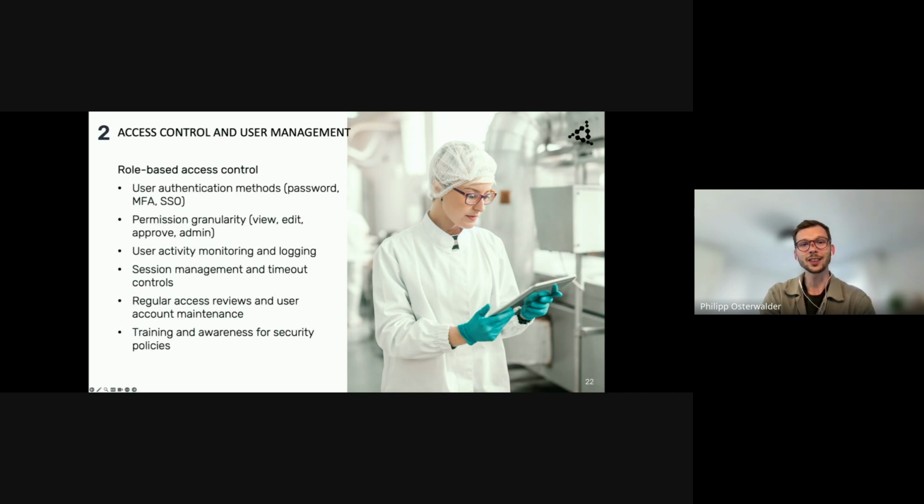Controlling who has access to what is non-negotiable. In a LIMS, you can set role-based permissions so users only see or edit data relevant to their job function. You can implement multi-factor authentication or single sign-on solutions for an extra layer of security. Regularly review these permissions to keep your system tight and track user activities with log monitoring.